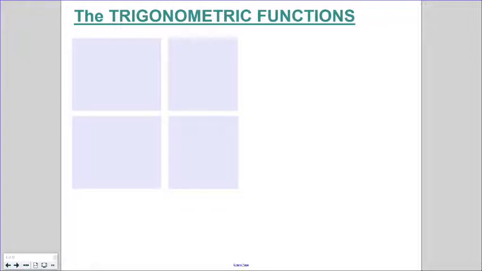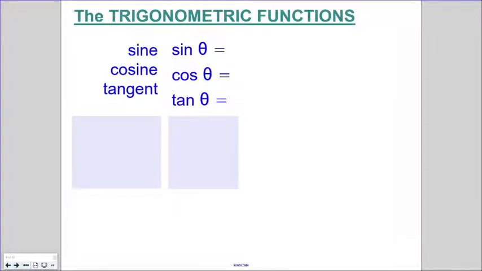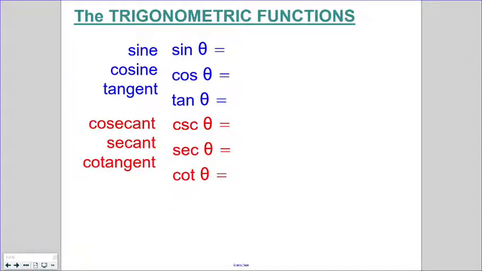You did a unit on trig. It was chapter 9, and there were 6 trig functions that we used. Just as a reminder of what those look like: sine, cosine, tangent. Hopefully that's not new, you should have seen it in geometry and Algebra 2. But then we've got these other 3: cosecant, secant, and cotangent. And we can abbreviate them with what you see in the right-hand column there.